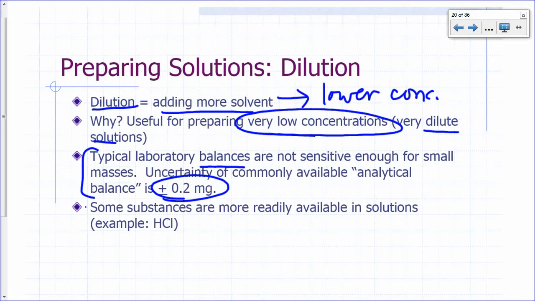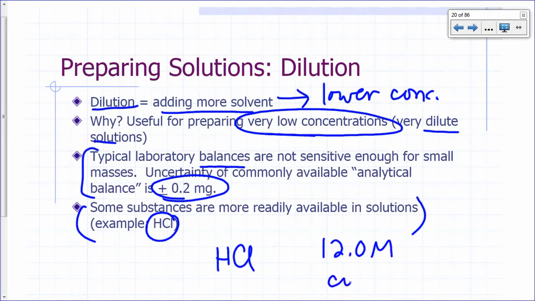Some substances are also more readily available in solutions. For example, hydrogen chloride is a gas. You don't want to be handling that. It's more readily available as a 12 molar solution, concentrated HCl. It's already mixed with water. It's 12 molar. So you need to prepare solutions of HCl from a stock solution that is 12 molar.